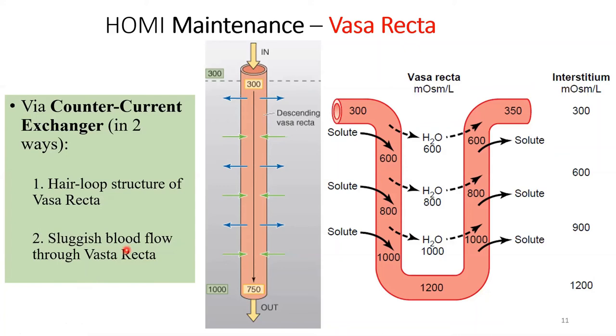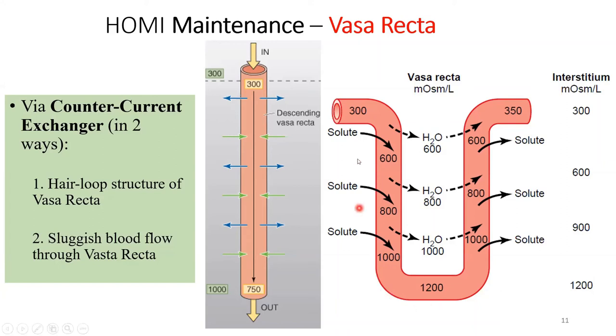You don't want a high velocity blood to go through this whole system, because remember that high velocity fluids have a washing away effect. If you increase the velocity of this fluid, it will tend to wash away the solute, because the solute will not have time to be reabsorbed back in the ascending limb. We will talk about this. So just remember that the blood flow through the vasa recta, the deepest portions of the medullary interstitium, is slow. This also helps in keeping the HOMI intact.